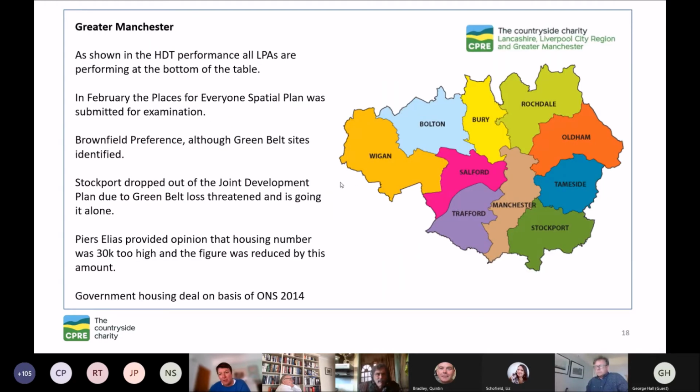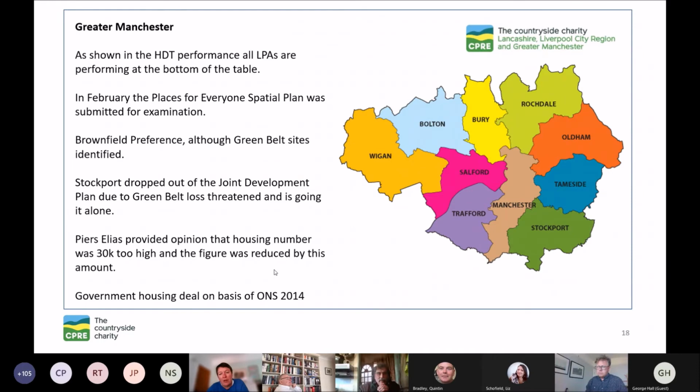And the same is true in Greater Manchester. We hired a demographer, Pierce Elias, who looked at the use of the standard method and the figures that are being used, and identified flaws up to the tune of 30,000 houses. When the next version of the plan that has now been submitted to the Secretary of State was submitted, they have actually reduced the figure by 30,000. So we know there are issues with the way housing numbers are planned.